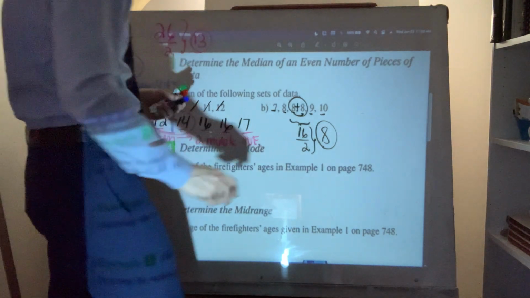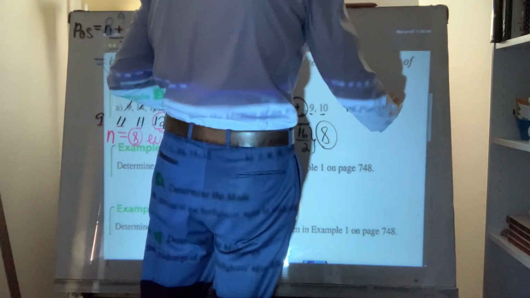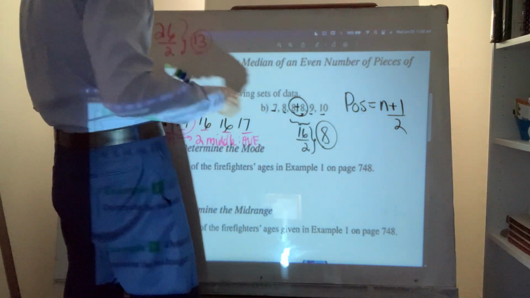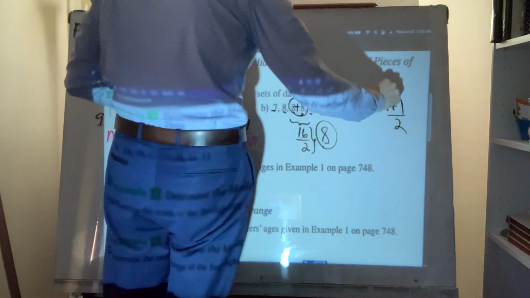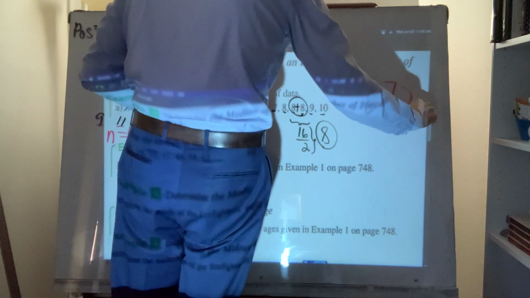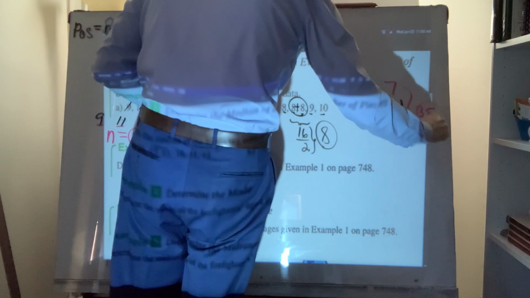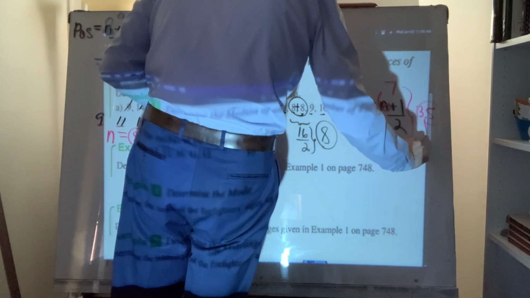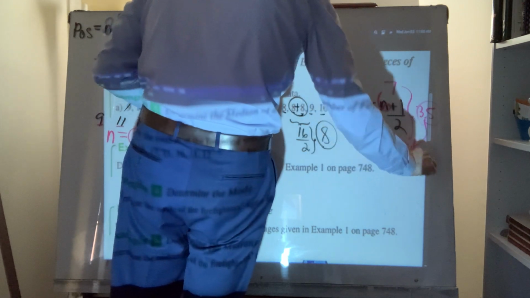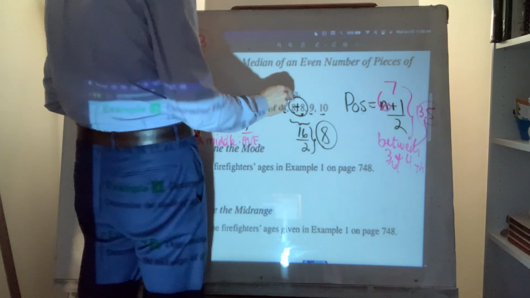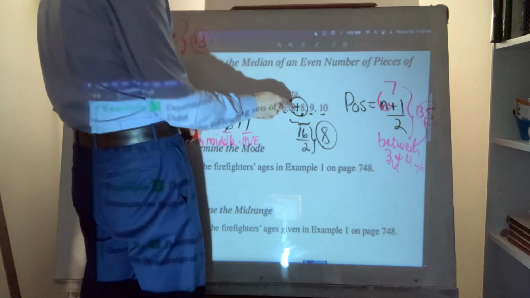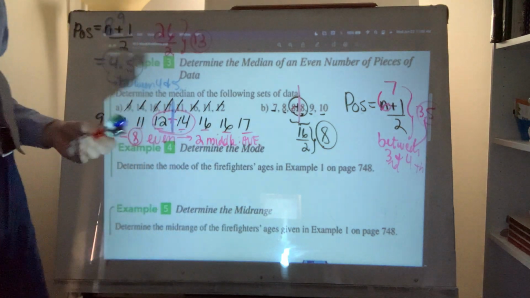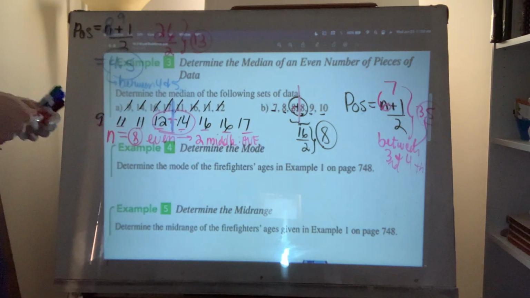Right. Again, if you tried the position formula, the number of data values would be 6 in this case, right? 1, 2, 3, 4, 5, 6. Plus 1 is 7. Half of 7 is 3.5, which means between 3 and 4. That is the 3rd and 4th. So 1, 2, 3, 8 here is 3, this other 8 is 4, and the value in between them would have to be the same because there's no difference between 8 and 8.